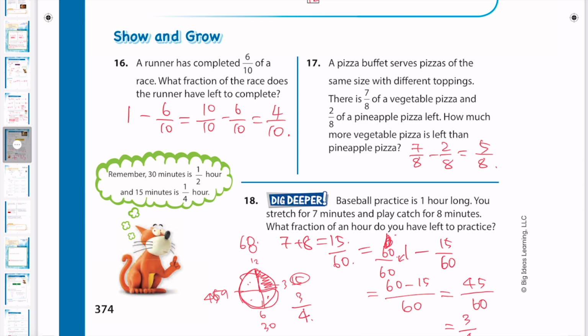Make sense? And here the card is telling us, remember, 30 minutes is what? Half hour. And 15 minutes is what? 1/4 hour. Okay, that's another way that you can do it. So you use only what? 1/4 hour. So you have left what? 3/4 hour. Okay, so the answer is 3/4 hour.